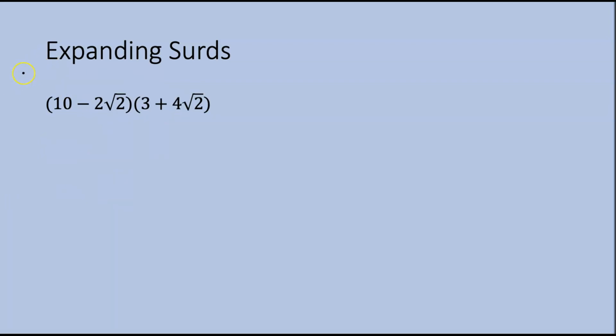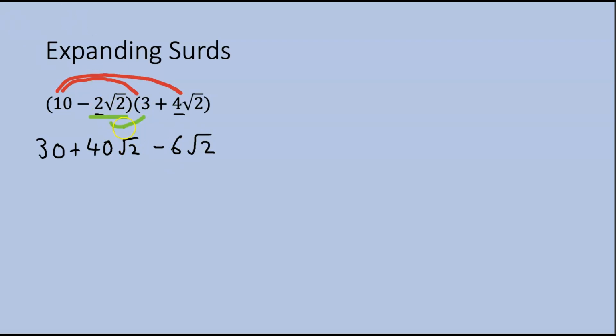The same again even if I've got numbers on the outside of my surds here. I still do the same process. So 10 times 3 gives me 30. 10 times 4 root 2. 10 times 4 is 40. And then root 2 on the end. Minus root 2, now this time we multiply by. Minus root 2 times 3 is minus 6 root 2.